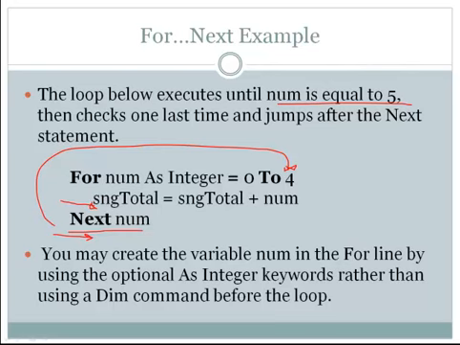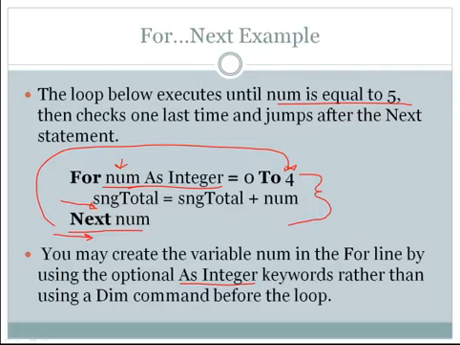You may create a variable called num in the for line by using the optional as integer. So I can have for num equals 0 to 4, or if I'm only going to be using whatever this counter variable is inside the loop, I can simply declare it here. Remember, we talked about scope several lessons back. And with scope, it's the amount of time that that variable can be used. So num in this example can only be used within this for loop, because once it goes to the next line it does not know about num.